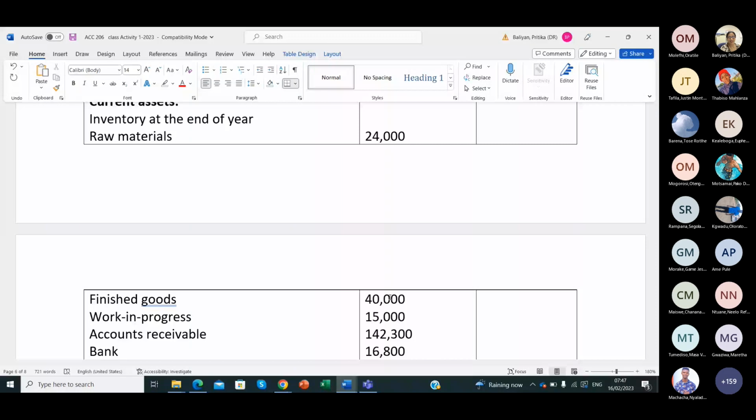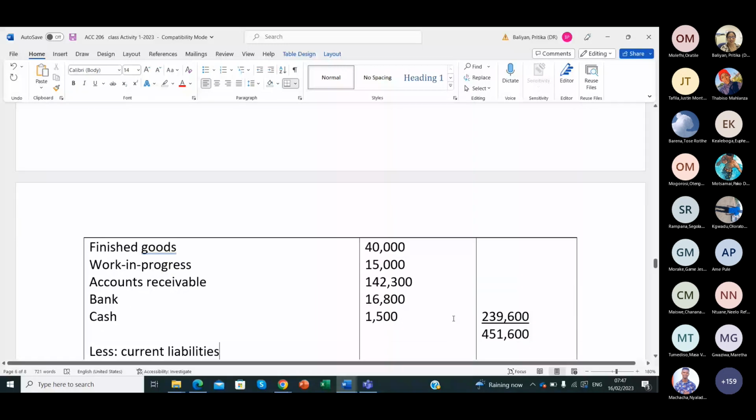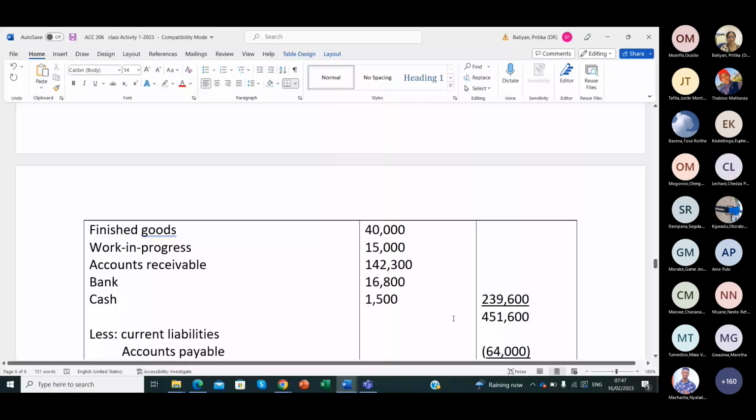Then what are the other current assets? The other current assets are like account receivable, bank balance, cash at hand, cash in hand. So we account them. Account receivable, how much account receivable is given in the question? 142,300. So we recorded that there. Then bank balance 16,800, cash balance 1,500. So all these are the current assets.